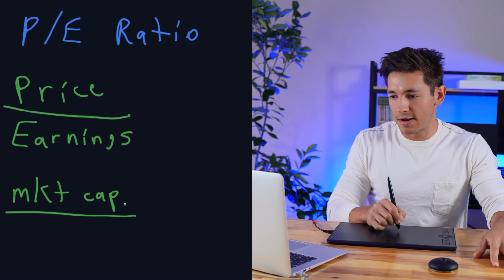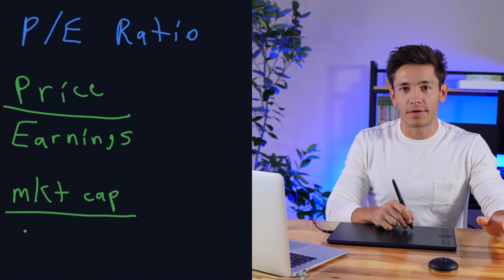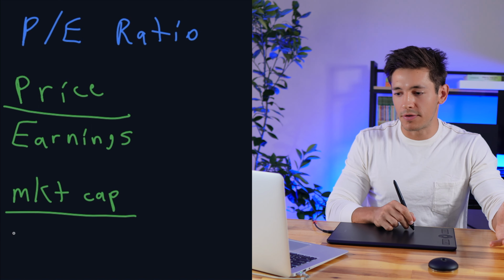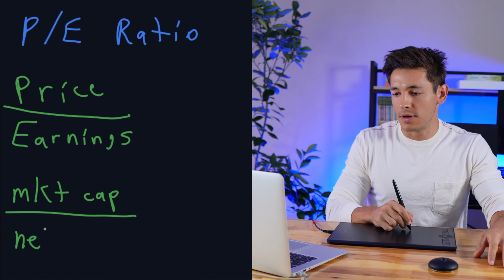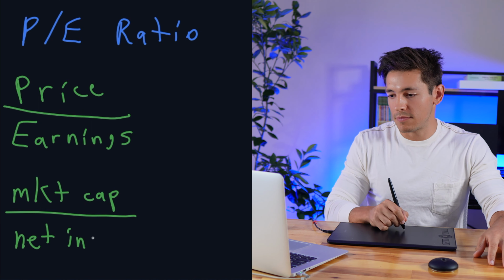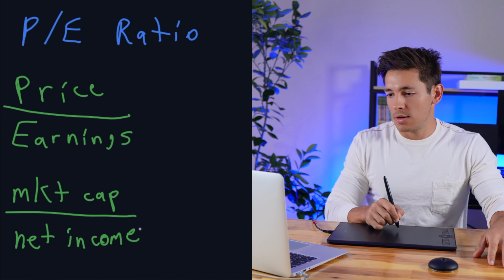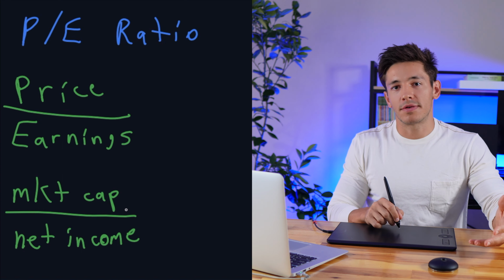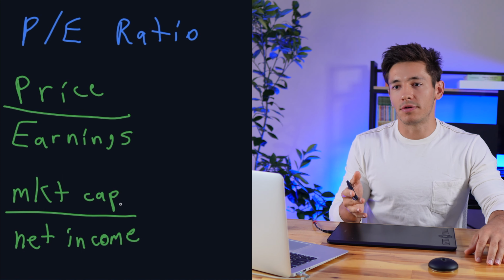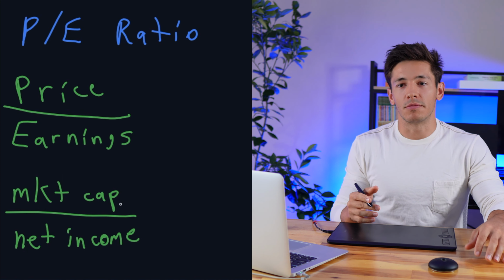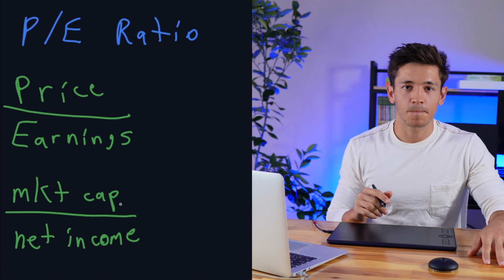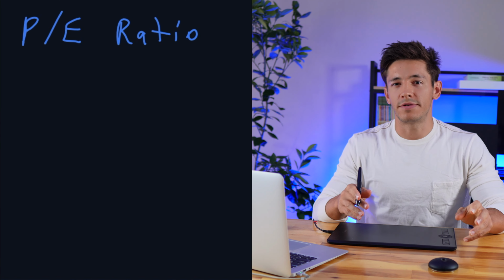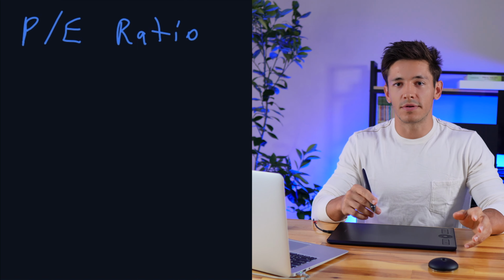And then that's divided by E, which is the earnings. And the earnings refer to the last year of net income for that company. And so if you did this calculation, it would give you a certain number, and that number would be your PE ratio.